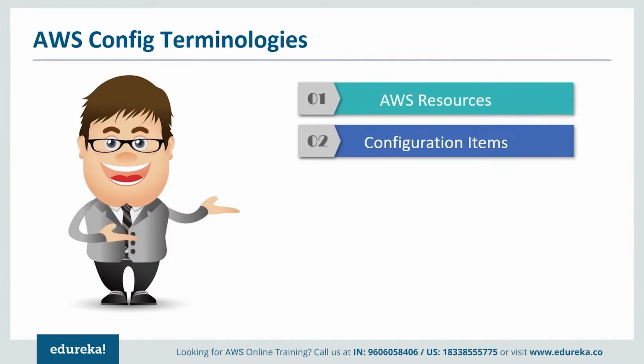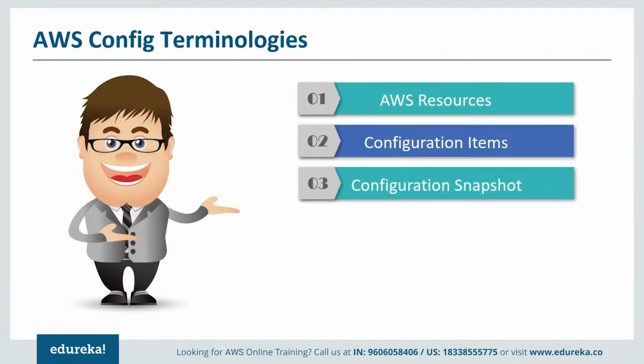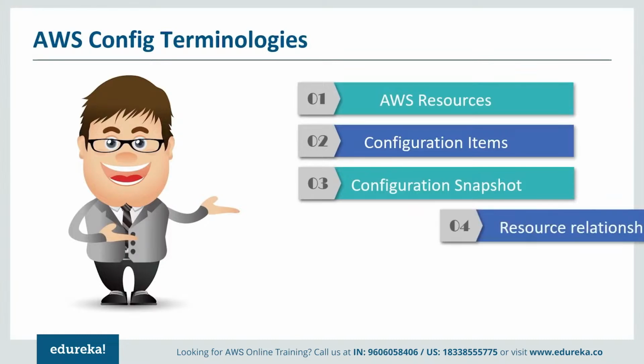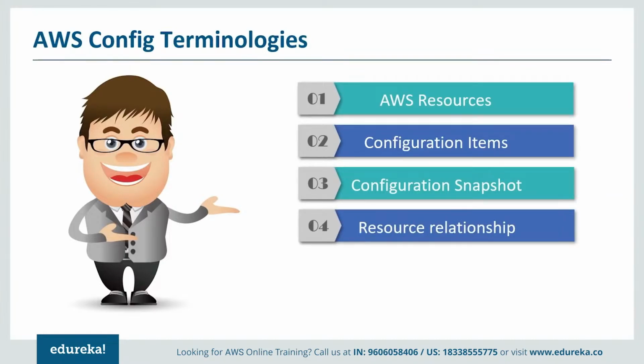Now, when you talk about configuration items, think of it as the information about your configurations. For example, the metadata of your resources is called your configuration item. Configuration snapshot. As I've already mentioned, since you have so many items, what a snapshot does is it lets you get a grouped picture of all these resources together. Resource relationship. As I've already mentioned, if you're looking at a bigger picture, you need to understand how resources are related to each other.